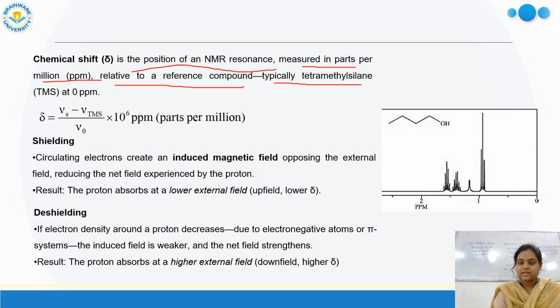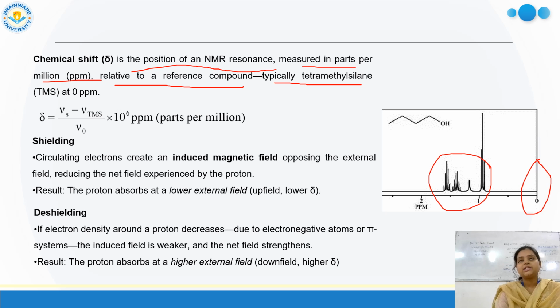That means the chemical shift will give you the positions of the signals with respect to the reference. This is the reference 0. Reference means 0 ppm. And this reference we are getting from TMS, tetramethylsilane, is very important for your exam.